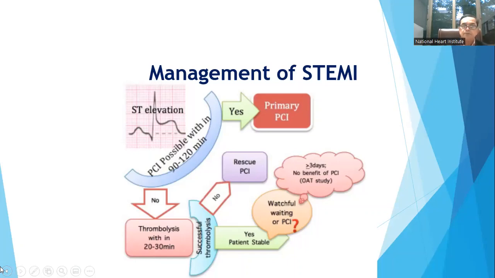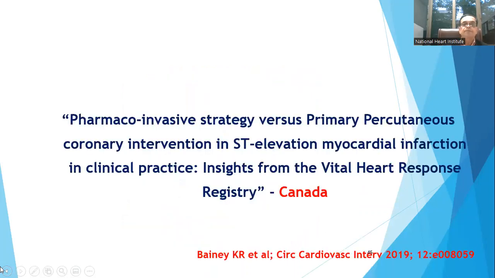The other group of patients are those who continue to have pain despite thrombolysis. Those who do not achieve reperfusion need rescue PCI, so they should be transferred to a PCI center immediately.